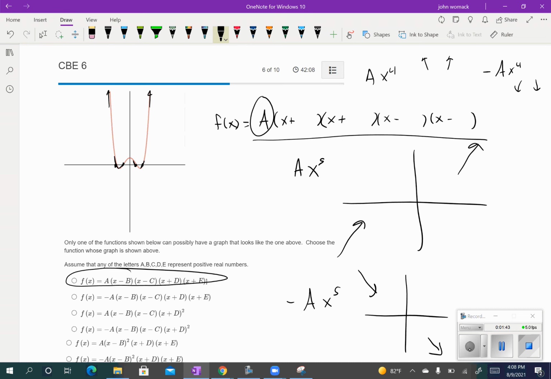If it's even, like I just talked about, they go the same direction. So notice how they're both going up. And on this one, if it's negative, they'll both be going down to the left and to the right. So that's kind of how you can tell if a is positive or negative.